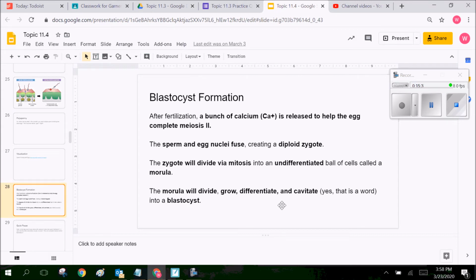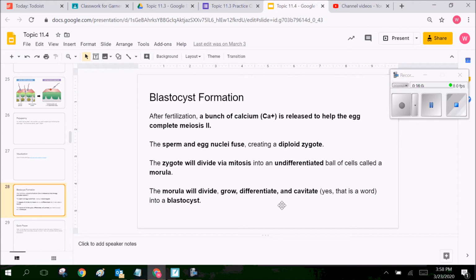So a bunch of calcium, you remember calcium from 11.2, is released to help the egg to complete meiosis II. So remember, the egg is still an ovum. It's not quite an egg yet when the sperm fertilizes it. The sperm and the egg nuclei are going to fuse, producing a diploid zygote. We're going to have the centrioles make the spindle fibers. The zygote will divide quickly via mitosis due to those spindle fibers into an undifferentiated ball of cells called the morula, which, if you want an analogy, is kind of like the apical meristem of the plants that we talked about in topic 9.